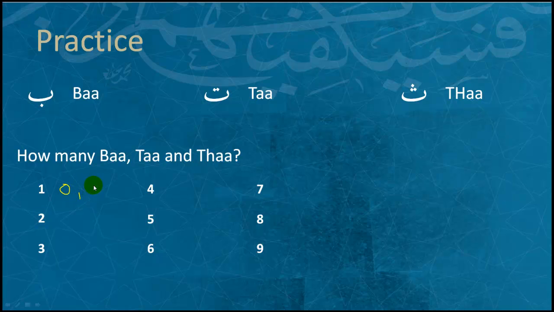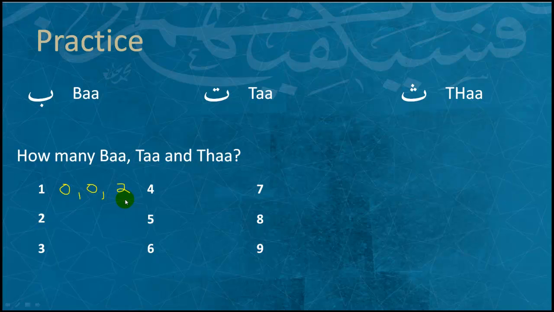It has no tas. I didn't hear a t in there anywhere. So 0 tas. I heard 2 thas. Th, that's 1. La, th. There's another th. Okay? So 2 thas. By the way, how many alifs in there?